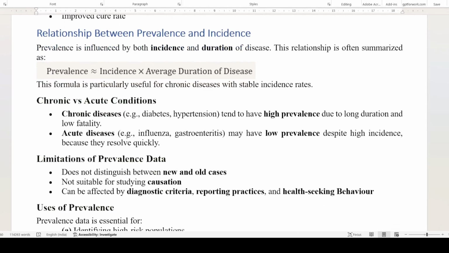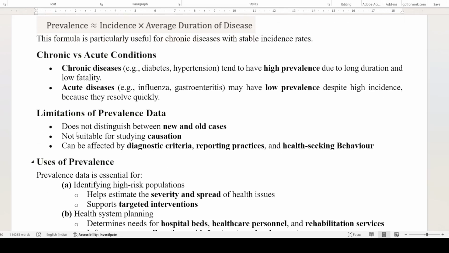So what is the relationship between prevalence and incidence? This is the formula: prevalence is equal to incidence multiplied by average duration of disease. Okay, so now what is a chronic disease? We all know that if the prevalence is high, it is known as a chronic disease. If the prevalence is low, it is known as an acute disease.